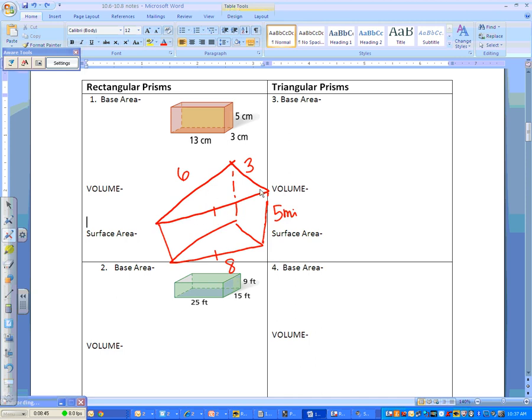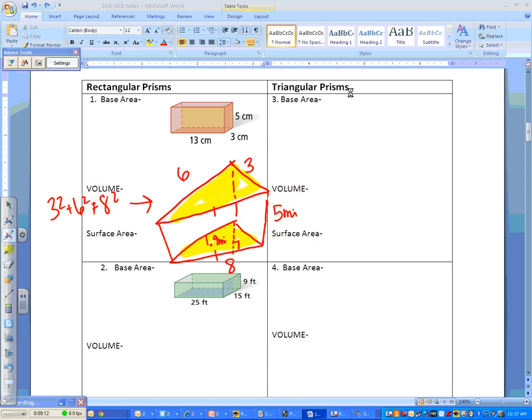And let's see. This is not a right triangle. You know it's not a right triangle because if you try Pythagorean's theorem, it will not work. 3 squared plus 6 squared is not going to equal 8 squared. So I'm going to help you guys out. I'm going to tell you that the height of this triangle is going to be 1.9 miles. Okay. So remember, the bases are the shapes that are congruent and parallel, so it has to be the triangles. Okay, so these are the bases.